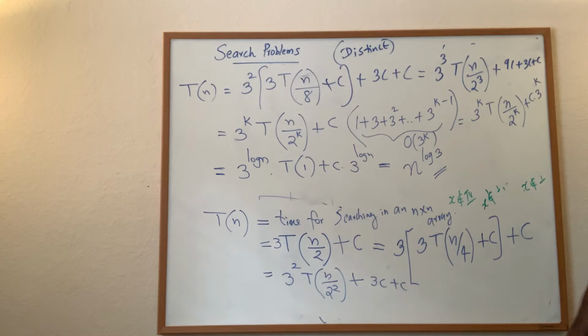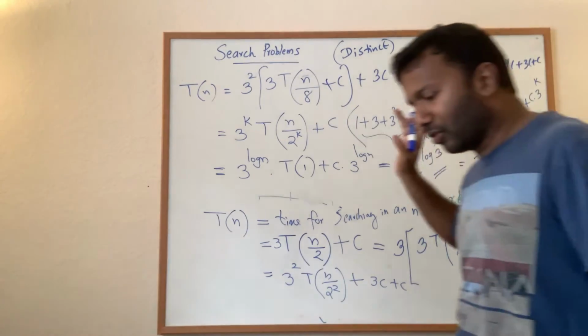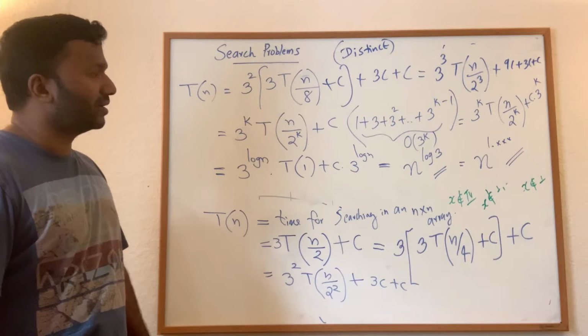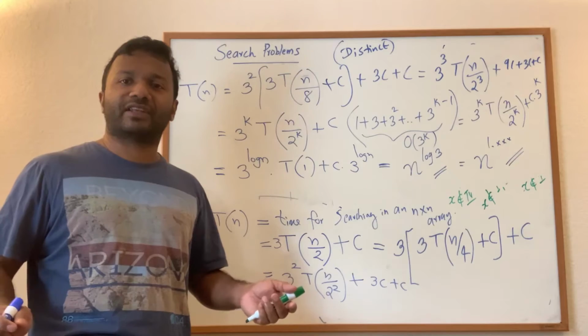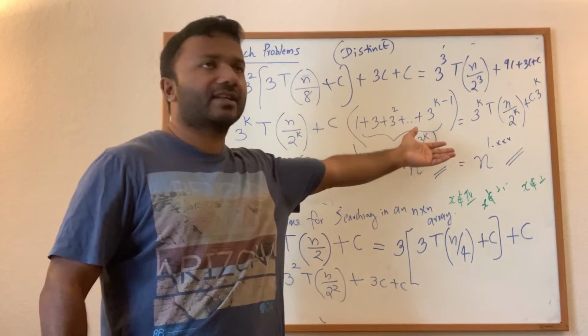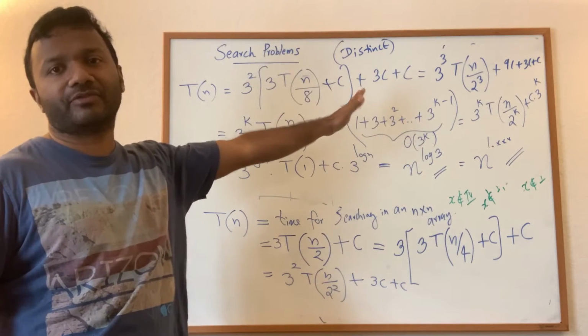Log 2 is 1, so log 3 is definitely something more than 1. So this is going to be n raised to 1 point something. I don't know exactly, but at least it's something more than 1. So what did we do now? Previously we came up with a very simple algorithm which was taking n log n. Now we managed to come up with a very bad algorithm which will take n raised to about 1.1, which is definitely worse than n log n.